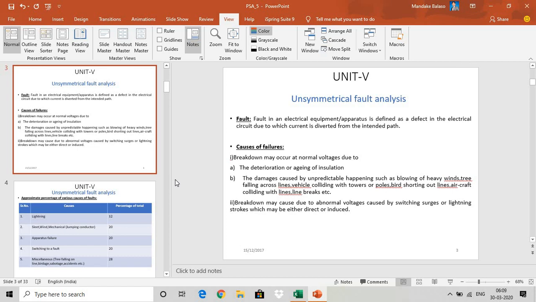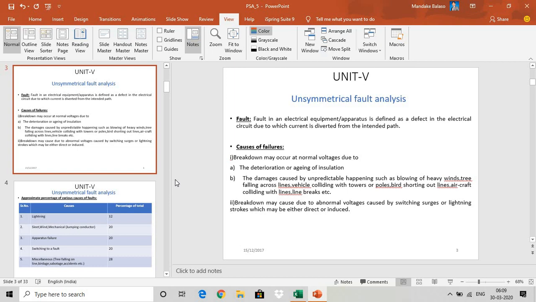So, what are the causes of these failures? The first cause is that breakdown may occur at normal voltages, and second, breakdown may be caused by abnormal voltages. If we consider the first case, breakdown at normal voltages, the first reason is the deterioration or aging of the insulation. That is, whenever the insulation gets damaged, the conductors of two phases may come in contact with each other, or a conductor may come in contact with the ground, and a failure may occur.